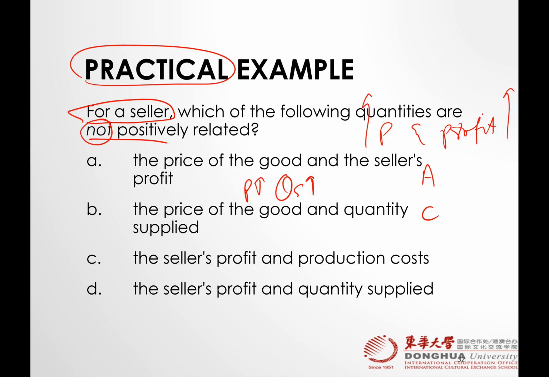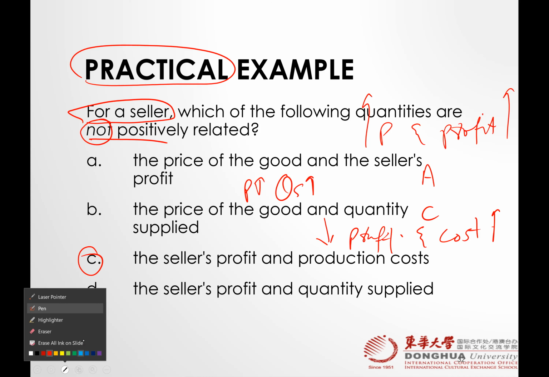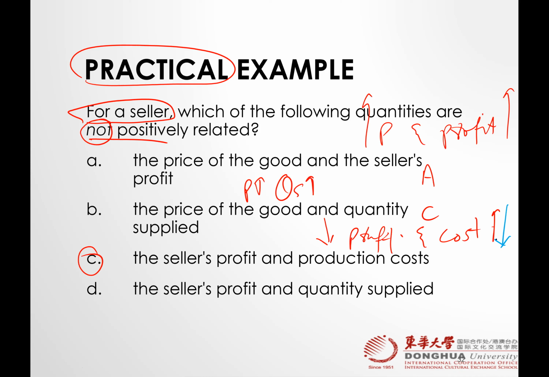Right? Seller's profit and production cost. C. If cost rises, what happens to the profit? It decreases, right? If cost decreases, profit rises. So do you see a negative relationship here? Right? Yes. So C can be the answer.